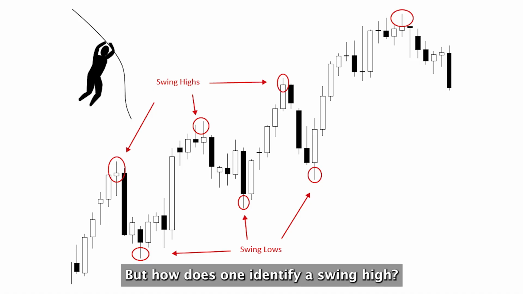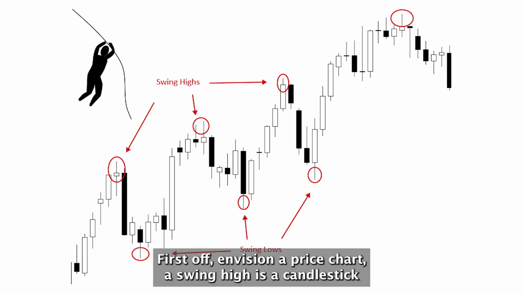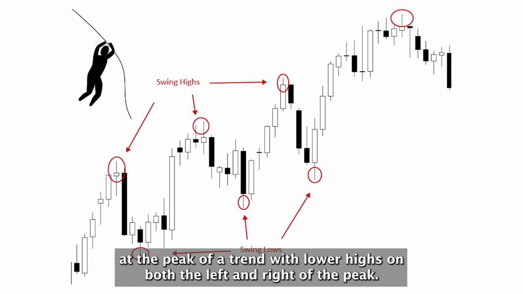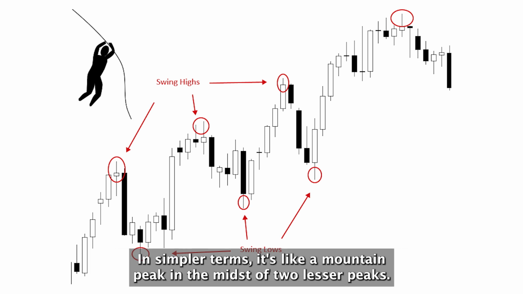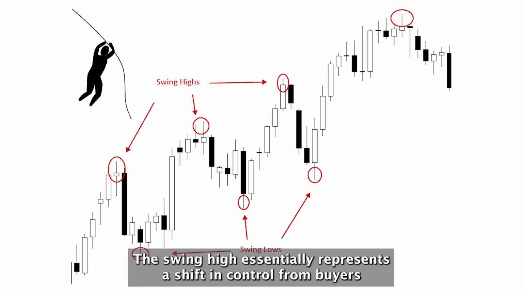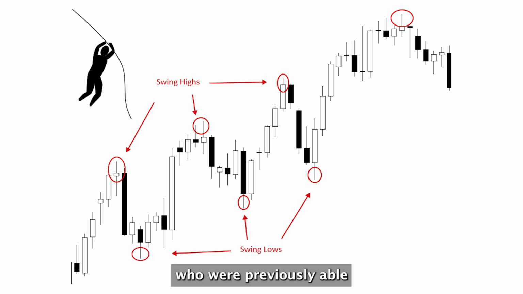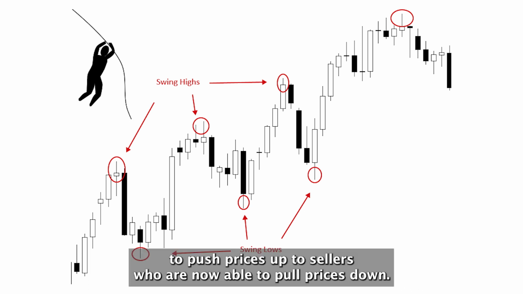But how does one identify a swing high? First off, envision a price chart. A swing high is a candlestick at the peak of a trend with lower highs on both the left and right of the peak. In simpler terms, it's like a mountain peak in the midst of two lesser peaks. The swing high essentially represents a shift in control from buyers who were previously able to push prices up to sellers who are now able to pull prices down.